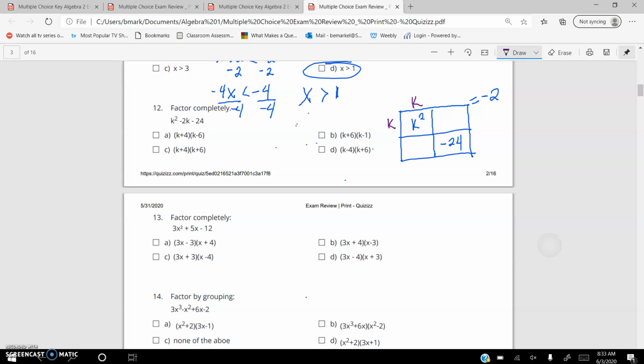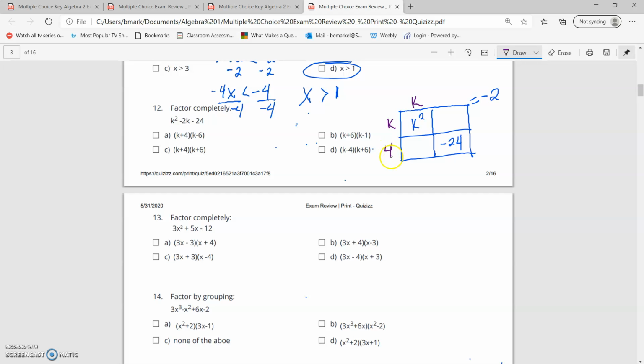I see lots of 4s and 6s in my answers. So 4 and 6. But one of them has to be negative. And my 2 is going to be negative, so I'm going to make my 6 negative. Let's double check that. 4 times k gives me 4k. K times negative 6 gives me negative 6k.